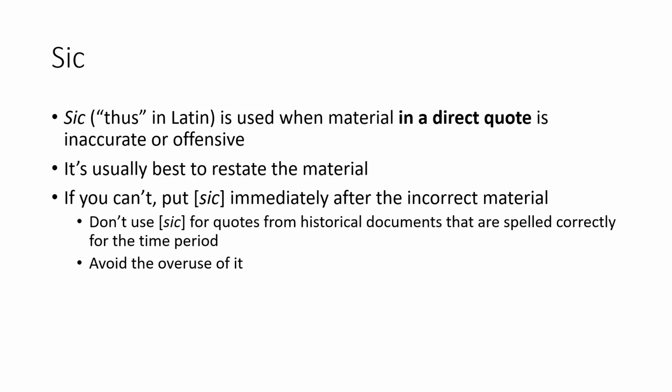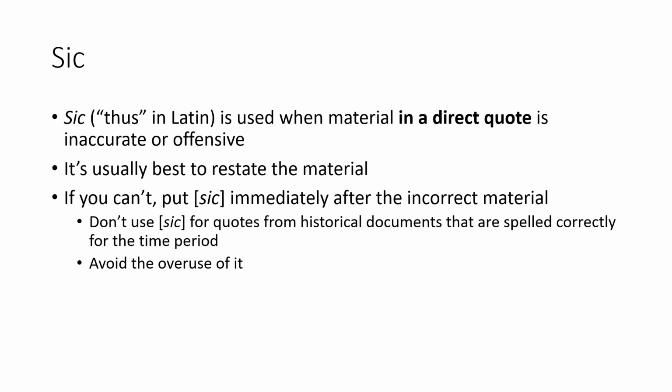Similarly, if you are writing in the US and you're quoting something from British English, there are words that are spelled differently, like the word color has a U in it in British English and it doesn't have a U in it in American English. You usually don't need to use the word sic if you have a direct quote and the spelling issue, that's not really an error, that's just a different way of writing English.